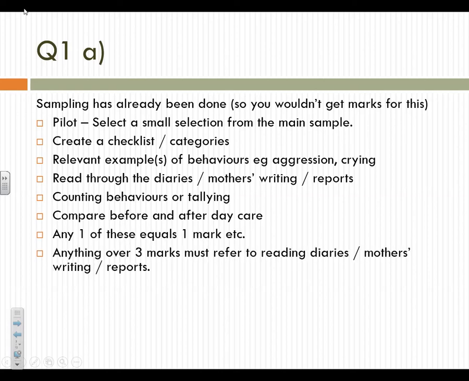However, for anything over 3 marks, if you're thinking, yeah, I've got 3 or 4 marks there, you must check that you've mentioned reading the diaries, reading the mother's writing, reading reports. Have you made some reference to reading that information? If you haven't, then you can't get over 3, you are limited at 2. So for example, maximum 2 marks if there's no reference to reading the diaries. The reason that is there is because you must contextualise.